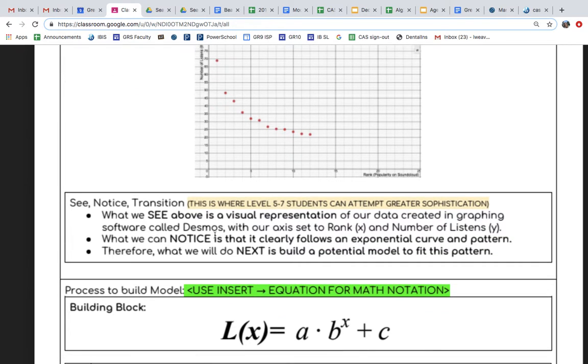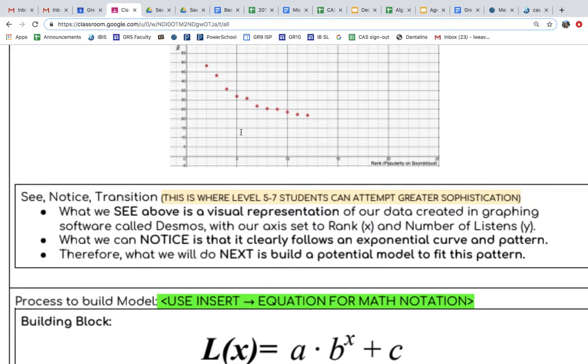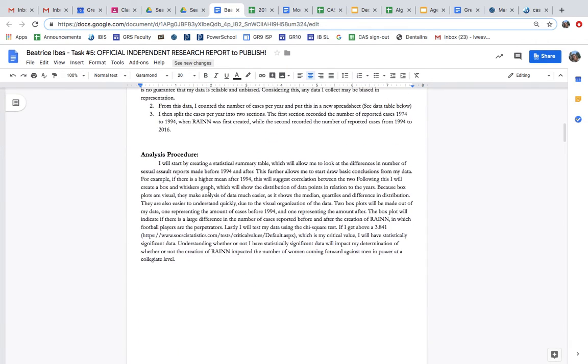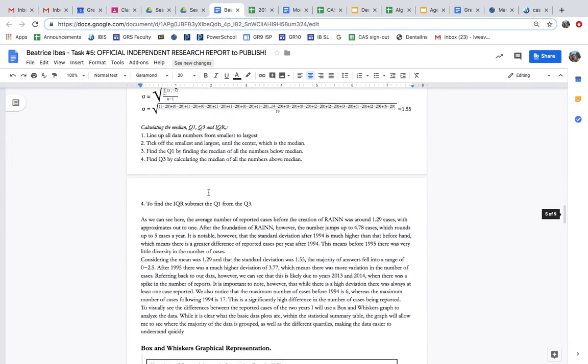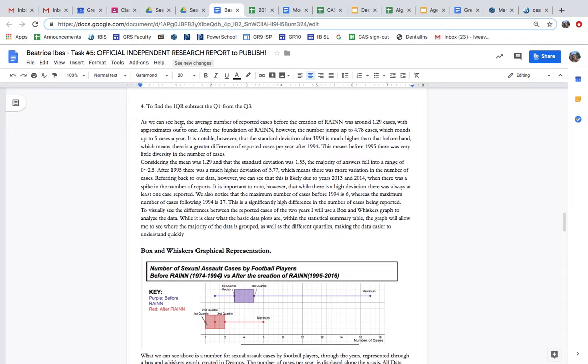This is also your first introduction to a C notice transition. I think we could probably see this in B somewhere. Let's scroll down to some math processes. Oh, yep, here we go. So as we can see here, blah, blah, blah, blah. And then what can we notice? And she analyzes it. And then she transitions. What is she going to do next in that?